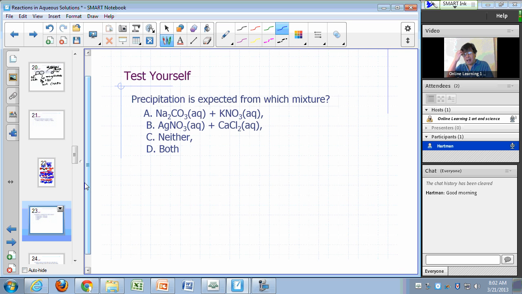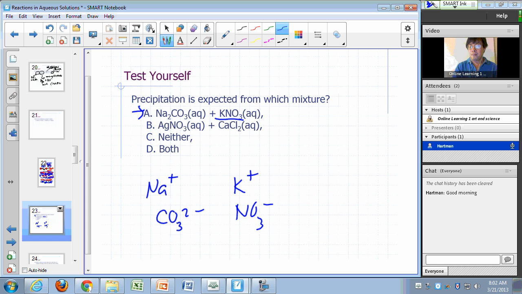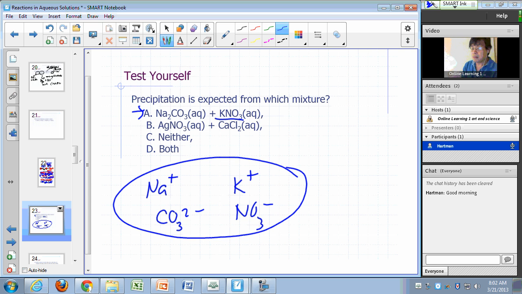So here you have to go back and recall your solubility rules. Do you expect precipitation from any of these mixtures, or neither, or both? Then you're going to have to go back to your solubility rules. And so let's take a look at choice A right here. You have sodium, it's made up of sodium ions and carbonate ions. The second one is made up of potassium ions and nitrate ions. Okay, so you have these in separate solutions, and then you put them all together. Is it possible to get a precipitate?